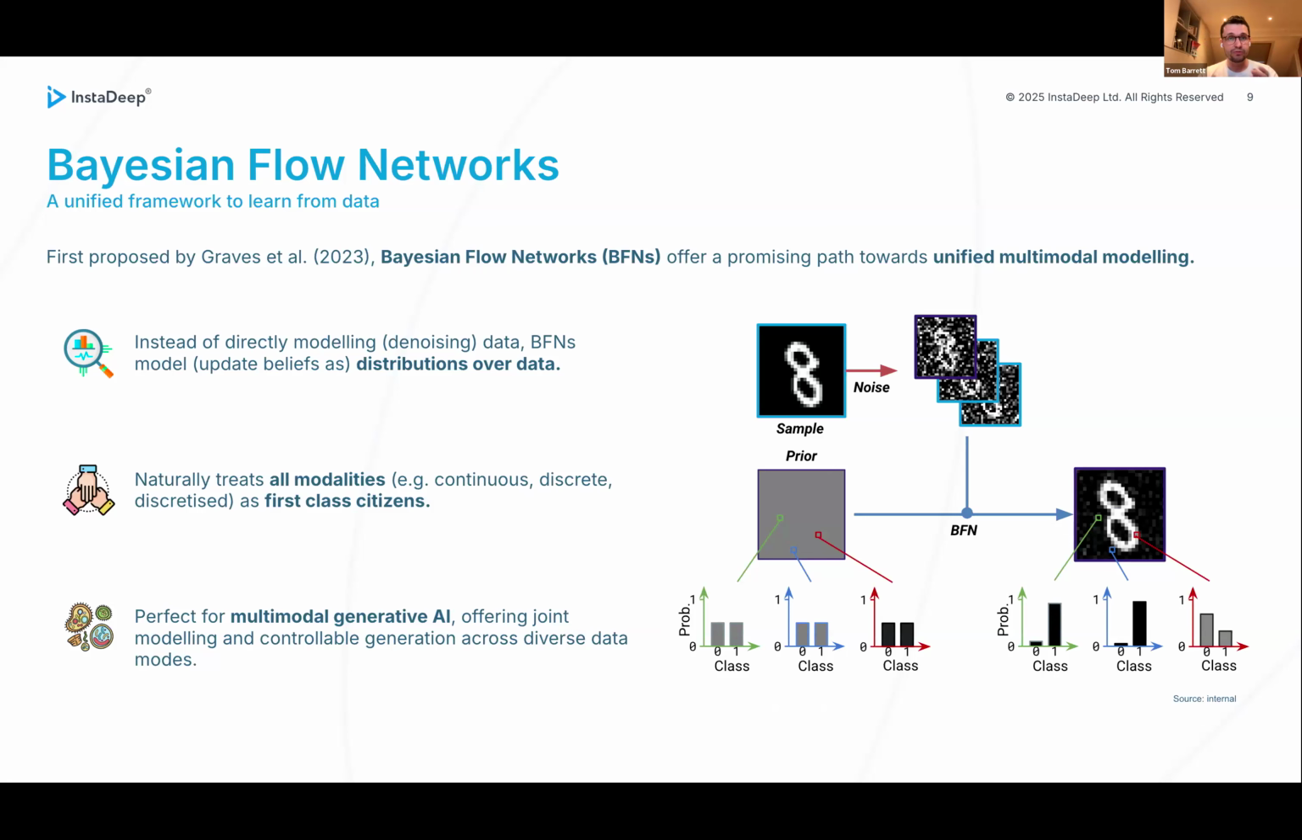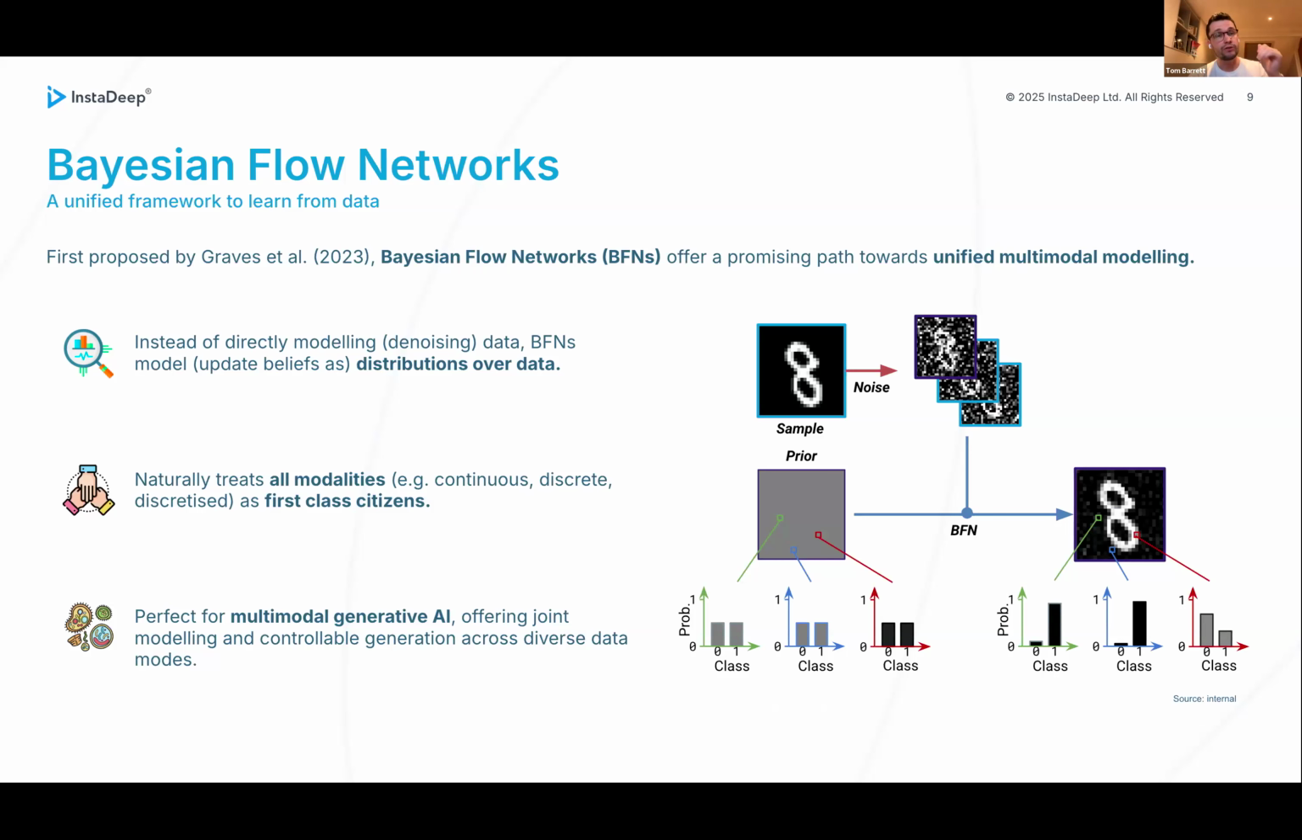Now, Bayesian Flow Networks were first proposed back in 2023 by Alex Graves, and we're lucky enough that he's worked with us on everything we're going to talk about as well. They were designed explicitly to bridge this gap, to be a natural framework for unified multimodal modeling. There are about 80 pages of maths that go into this that we're definitely not going to get into in this talk. I can leave that to Alex's original paper if you want it.